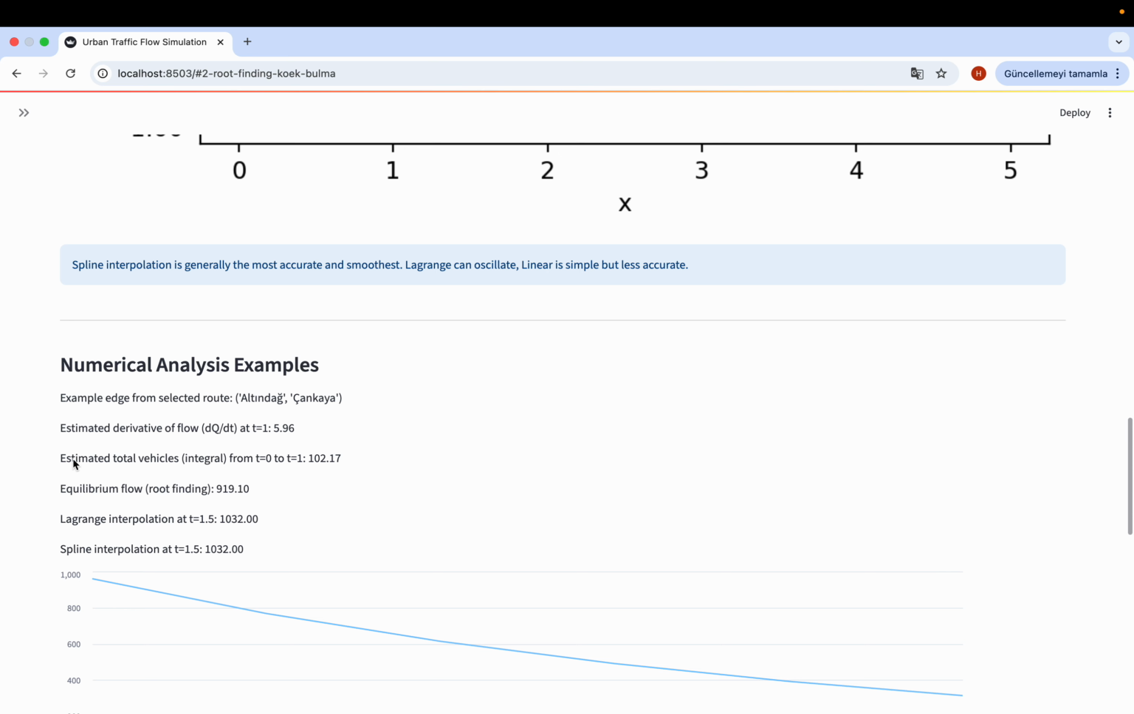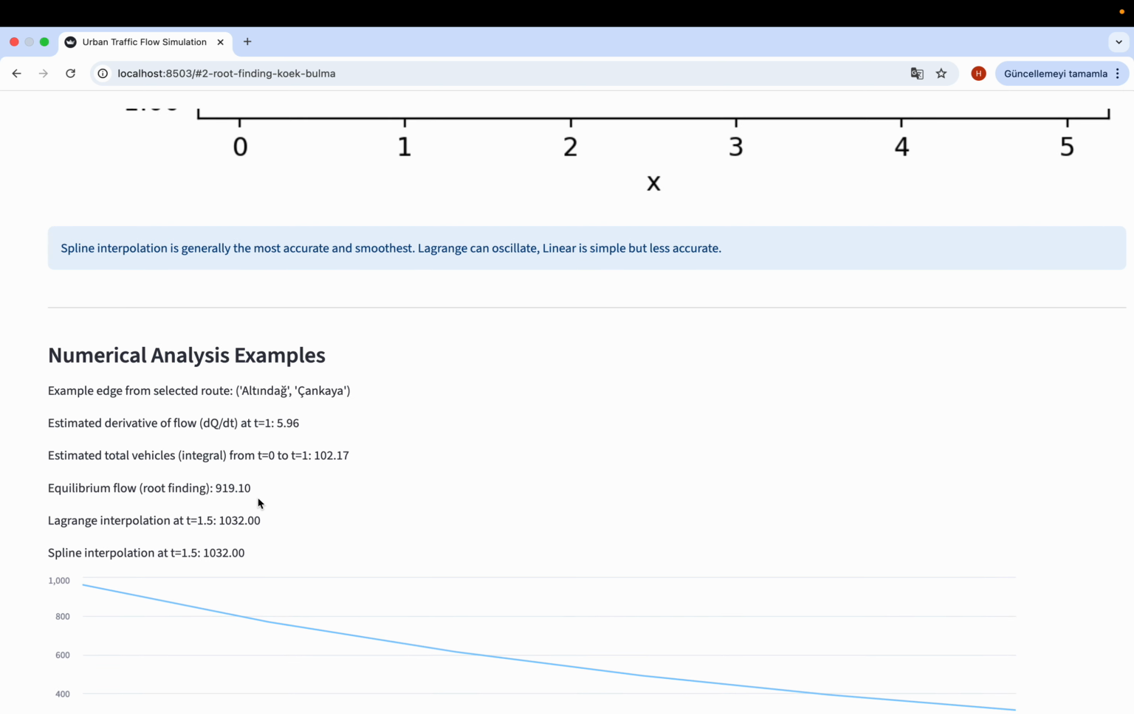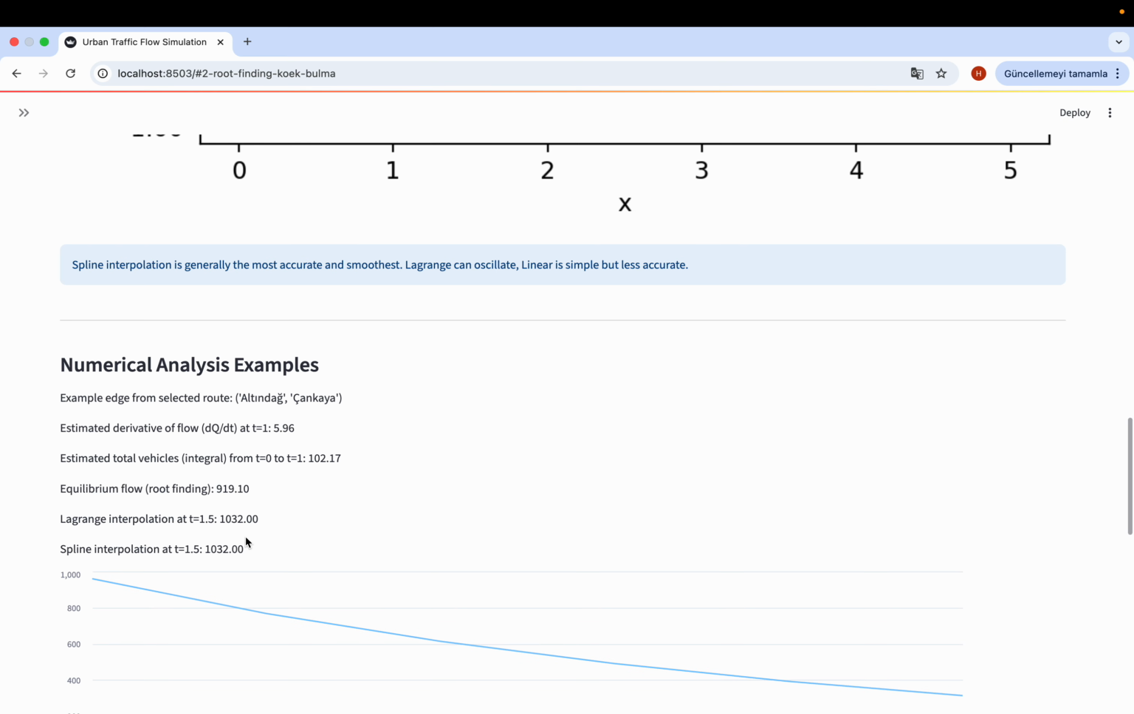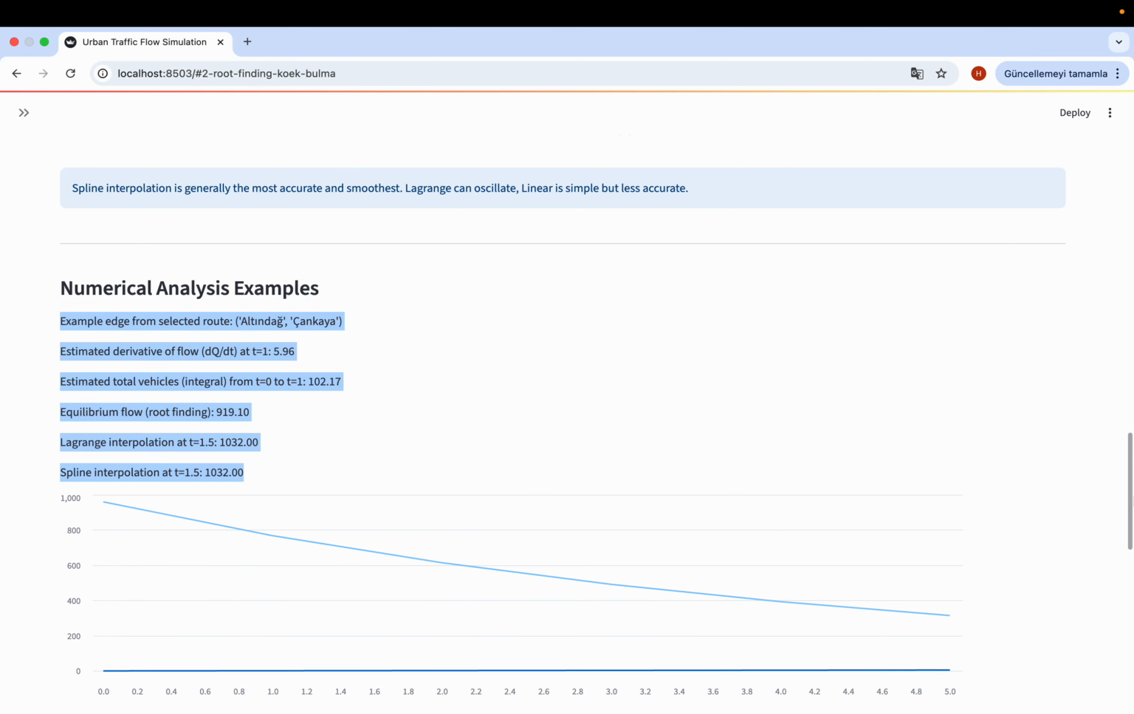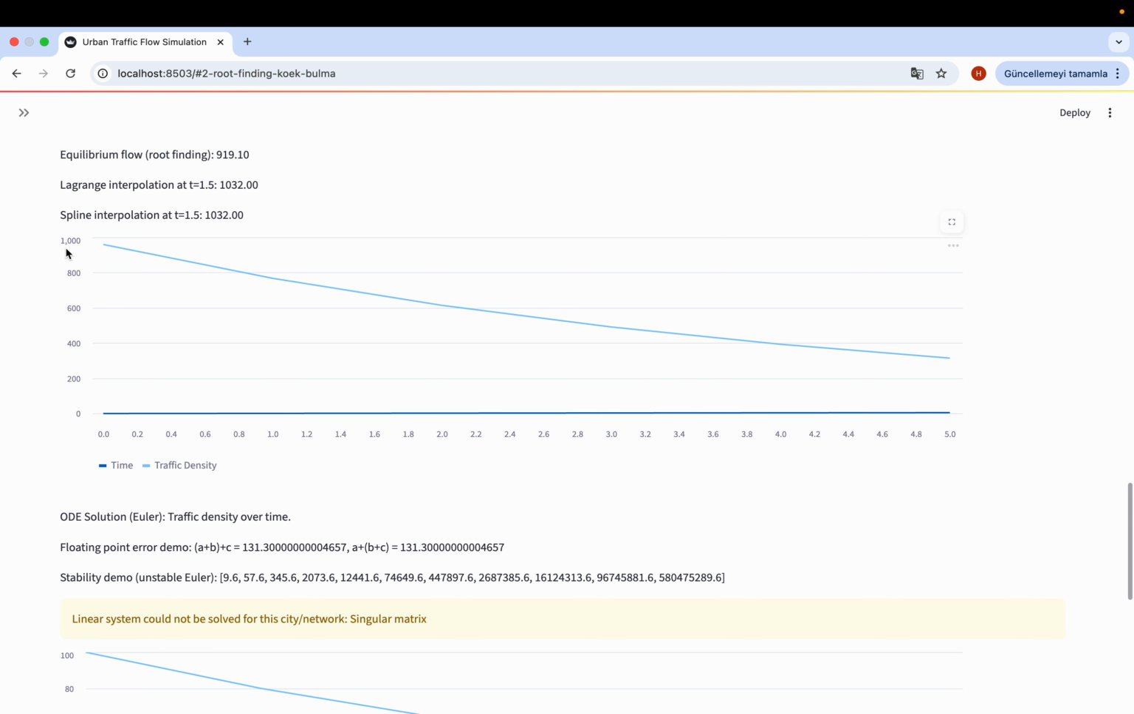And results, you can see results. Estimate derivative of flow 5.96, and integral from 0 to 1, 102.70. Lagrange interpolation, 1032, and the spline interpolation the same numbers.